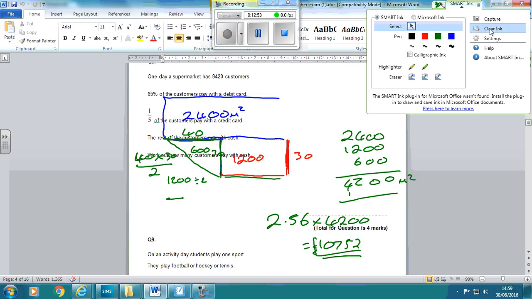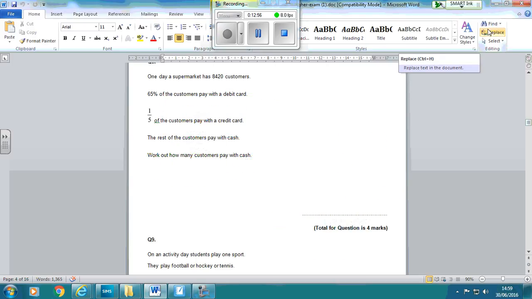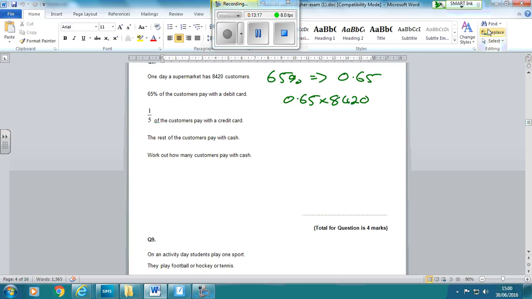Okay, question 8 was about fractions and percentages. So there's 2 ways of doing this. The quick way is to work out what 65% is as a decimal. So 65% is 0.65. And so 65% of 8,420 is 0.65 times by 8,420. And that equals 5,473. Of course, there are other ways of doing that, and we'll have a look at those.